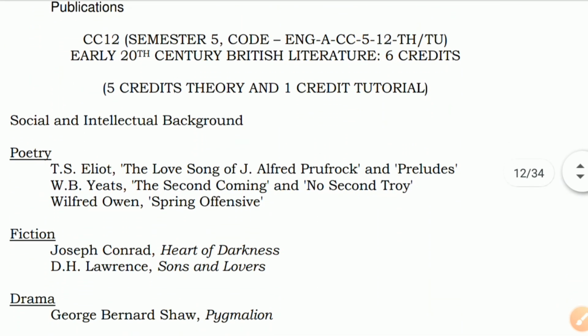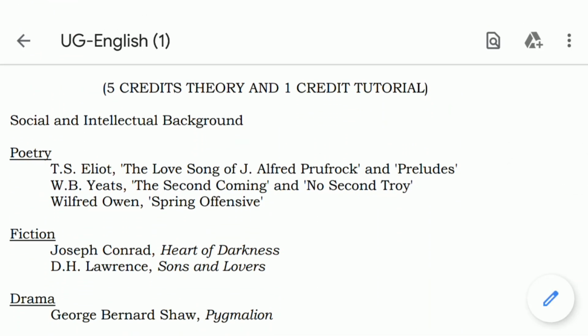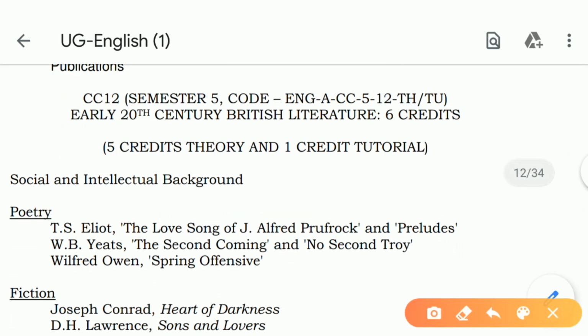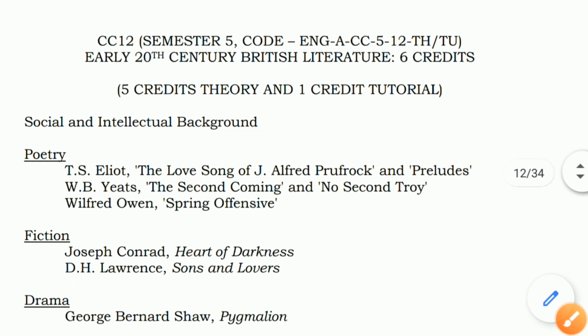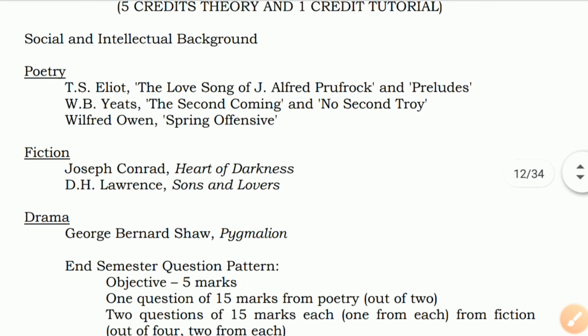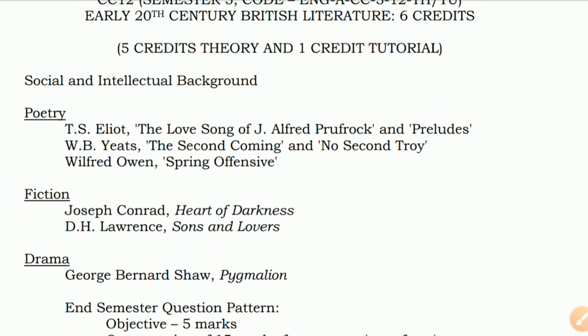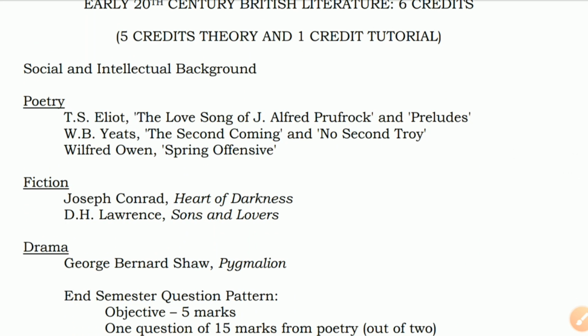In CC 12 you have early 20th century British literature, so let's find what you have to go through in CC 12. CC 12 also contains 3 sections: poetry, fiction, drama. From the poetry section you have poems: T.S. Eliot's The Love Song of J. Alfred Prufrock and Preludes, and W.B. Yeats' The Second Coming and No Second Troy, and Wilfred Owen's Spring Offensive.